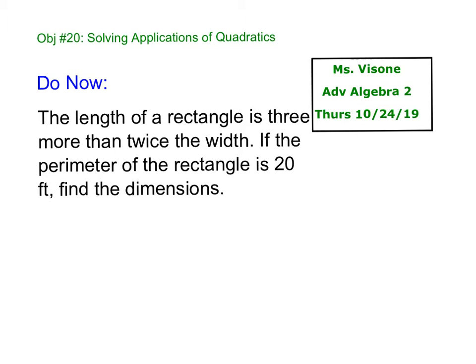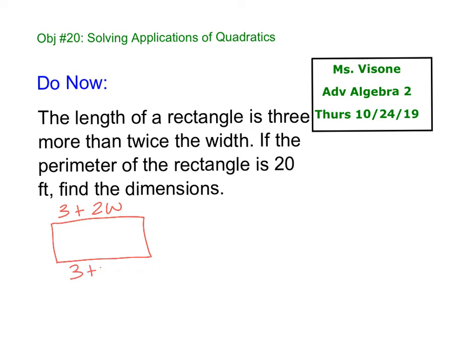This is a review of an Algebra 1 word problem. The length of a rectangle is 3 more than twice the width. If the perimeter is 20, find the dimensions. So we've got our rectangle. The length is 3 more than twice the width, right?